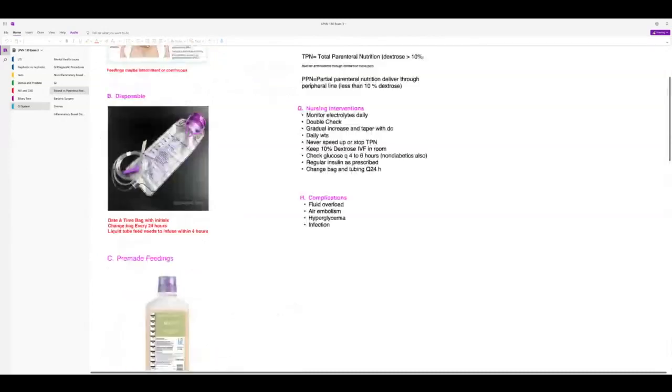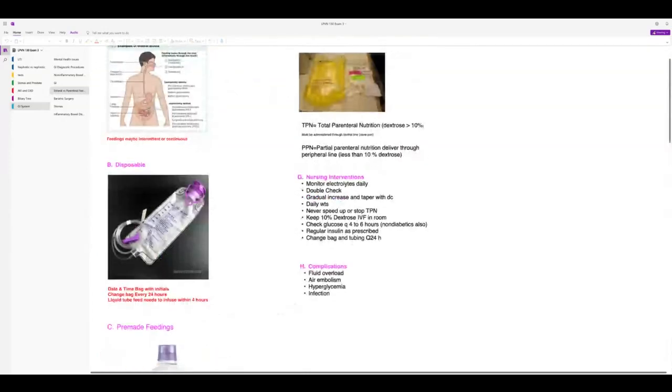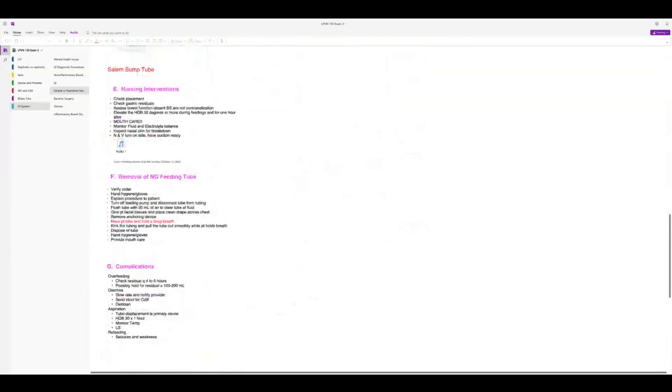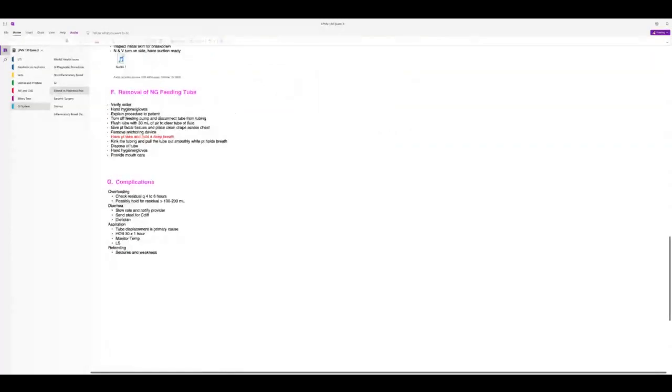With the complications of the tube feedings include overfeeding. All right, so you're going to check the residual every 4 to 6 hours, possibly hold for a residual about 100 to 200. Okay, so you would hold that and document it. If they get diarrhea, you're going to have to slow the rate and notify the provider. You probably have to send the stool for C. diff and talk with the dietitian. Maybe the formula needs to be changed.